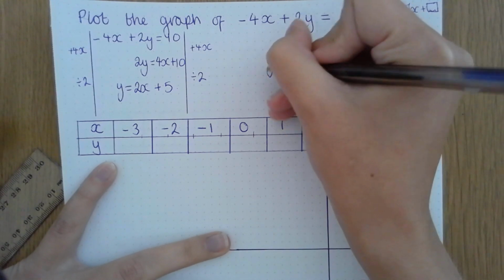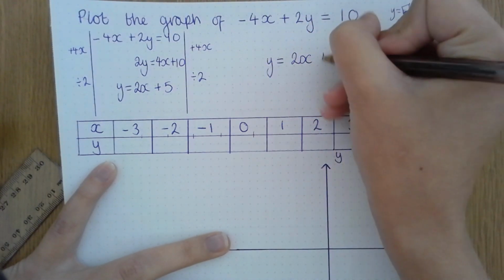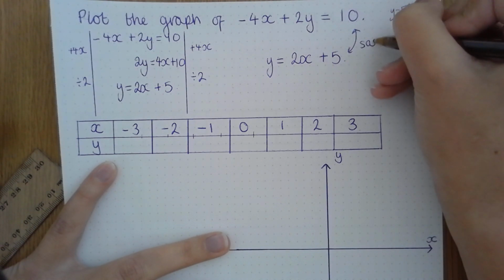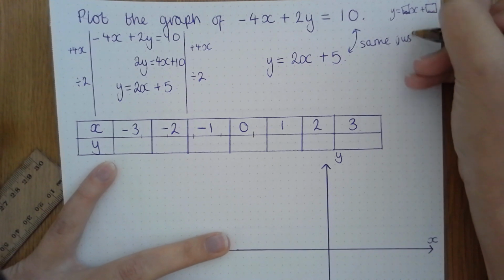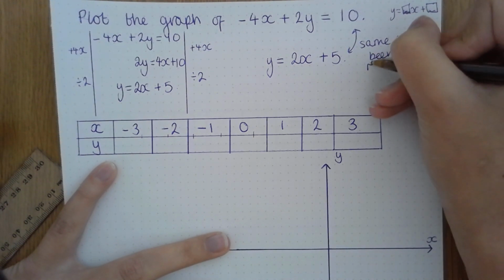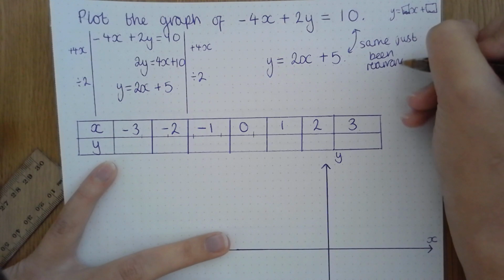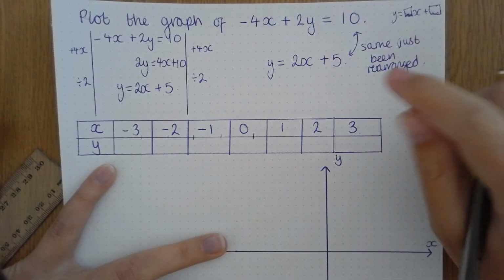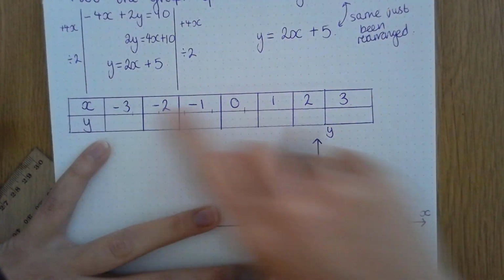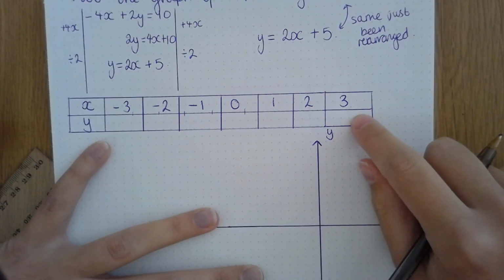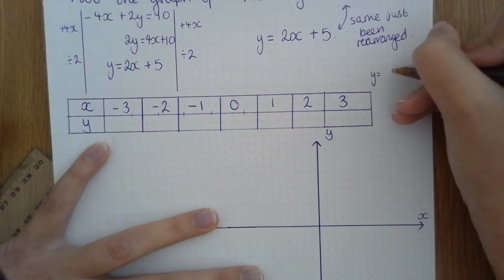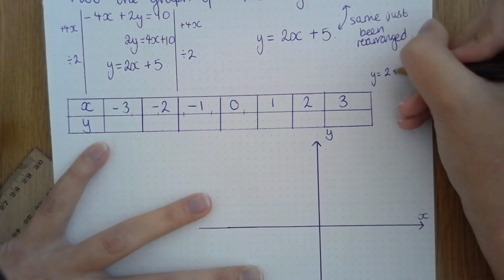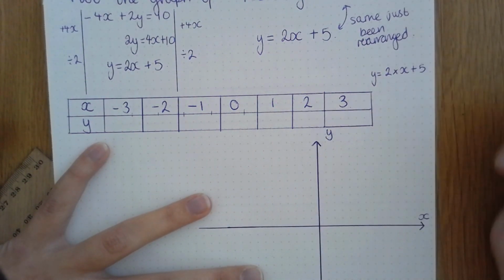So we're going to use y equals 2x plus 5 because they are the same, but they have just been rearranged. So now, remember, we start at the positive because it's easier. So we've got y equals 2x plus 5, which means 2 times x plus 5.